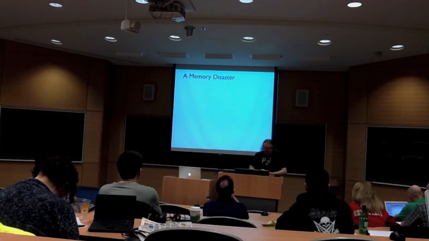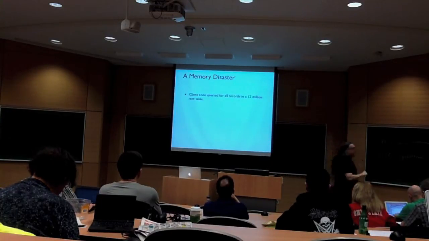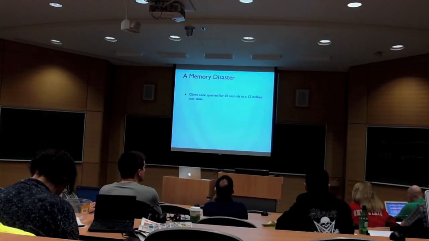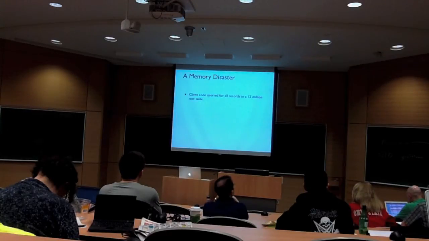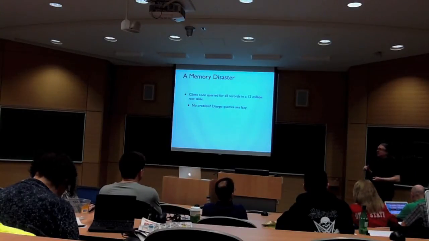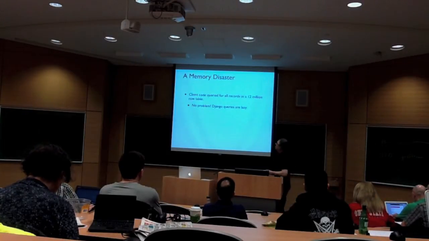Memory disasters. Someone issued a query for all rows in a 12 million row table, did a sort, and was only going to take the first 10. And for reasons unknown, didn't do a limit. Okay, so no problem, Django queries are lazy. This actually works okay. It doesn't evaluate the query until you actually need the results. The problem is it touched the first record.